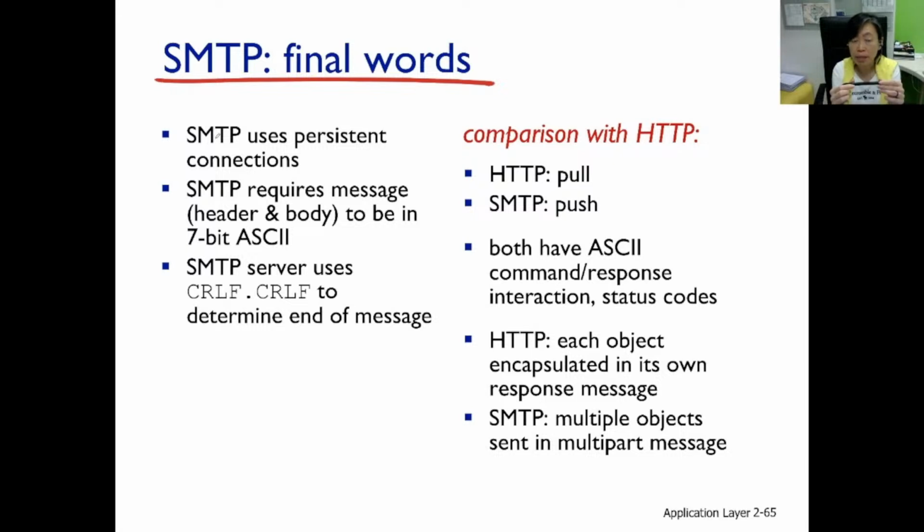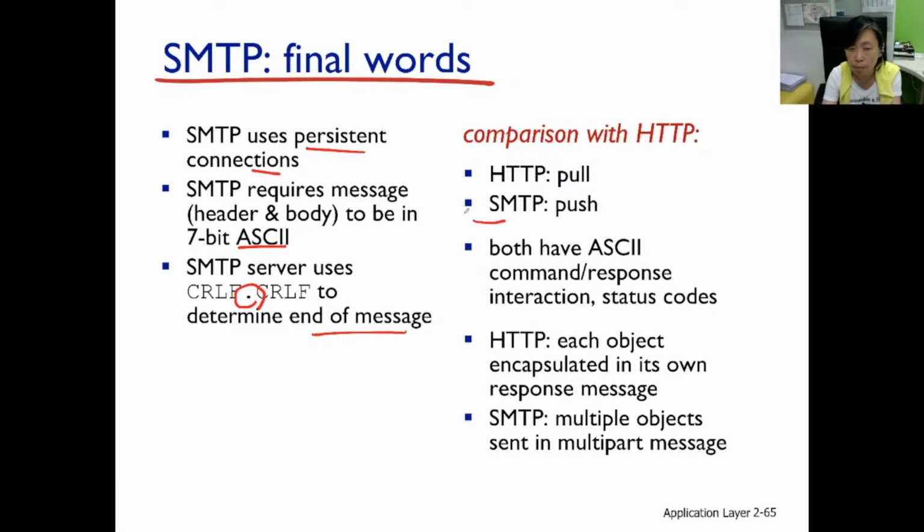And just a few words about SMTP at the end. Once it sets up a TCP connection, the client there can use the connection to send multiple emails. So it runs just like the persistent connection we see in HTTP. SMTP requires text in ASCII code, very strict. And SMTP uses just a single dot in the last line to determine the end of the message.